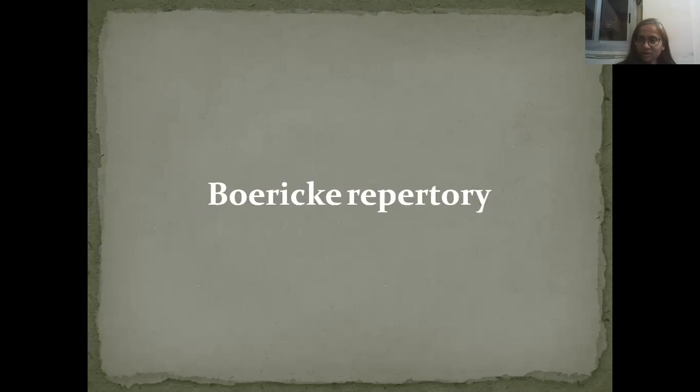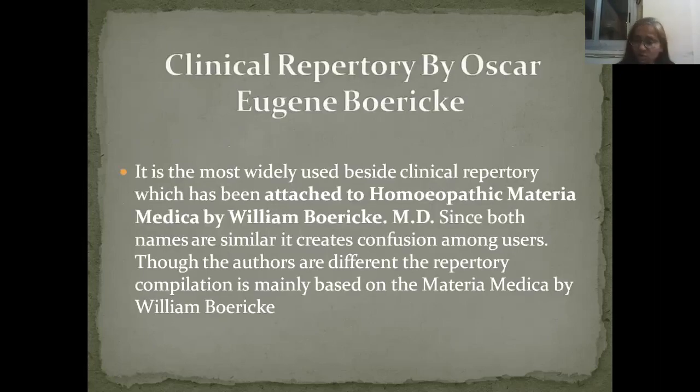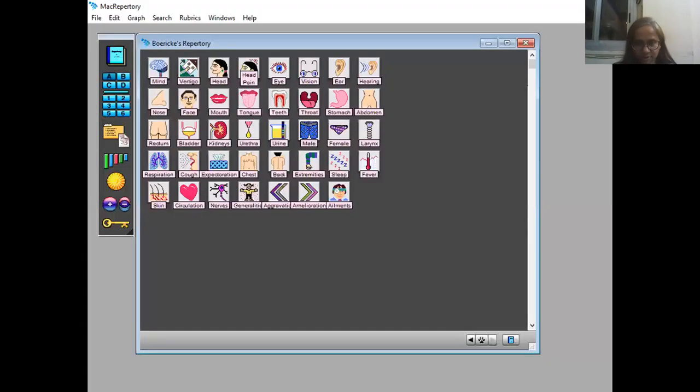Let's look at one more clinical repertory which we cannot forget. We all use it, and it is also one of the very important repertories in the clinical section. Boericke repertory. This Boericke repertory is written by Oscar Eugene Boericke and not William Boericke. Because the names are similar, it creates confusion. But you can get this repertory easily behind Boericke's Materia Medica. It's compiled together. So these are the chapters of Boericke repertory.